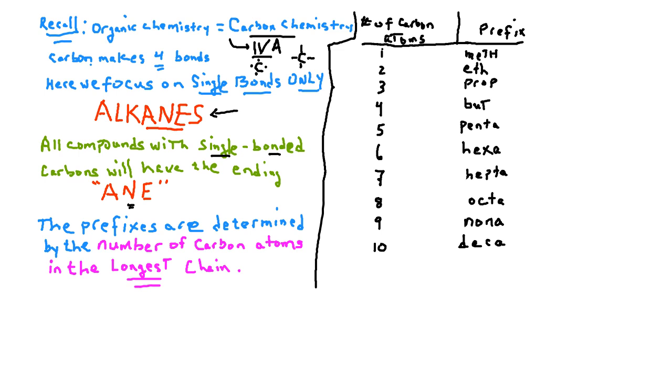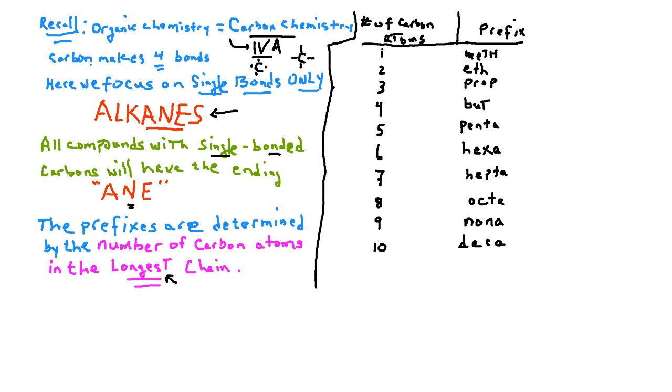All single bonded carbons, the ending will be ANE. So if you're given on an exam a long compound, and you see only single bonds, the ending must be ANE. Then the prefixes are determined by the number of carbons in the longest chain. The longest chain, as we remember from the last lecture, is not always so easy. It's a little cryptic, so we have to play a little puzzle game, and we'll get into that in a minute.